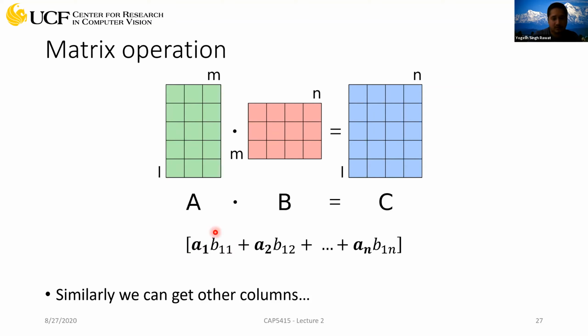Okay, so this first term arises from this column scaled using this value. And similarly, this column will be scaled using the second value, and the third will be using the third value. And that gives you this linear combination. Okay, and similarly, this is just the first column. If you have to get the second column, you can just repeat this process.